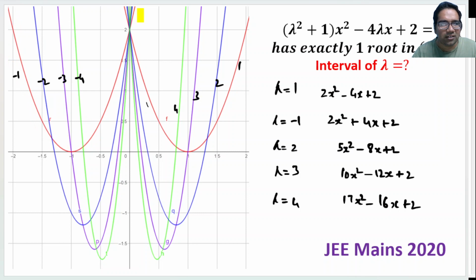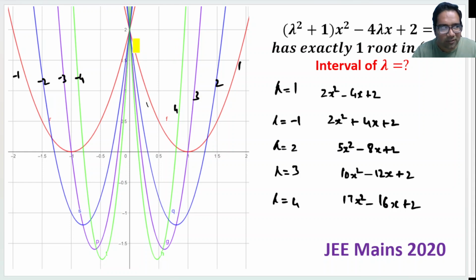Red one, minus 1 and plus 1. When lambda equals 2, this becomes 2 square plus 1, 5x square minus 8x plus 2. That is this blue line. This will also pass through the same point 2, just like we discussed. And when lambda equals minus 2, it is again the same blue line, just the mirror image. When lambda equals 3, this is a purple parabola. When lambda equals minus 3, it is the same purple parabola on the other side. When it is minus 4, green on this side. When it is plus 4, green on this side.